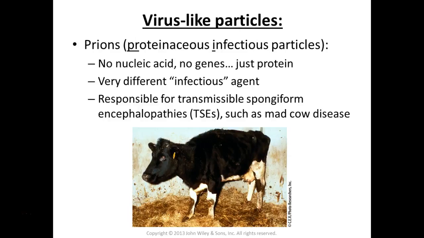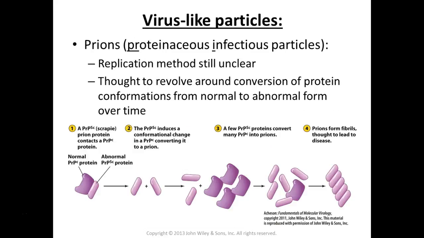So here's poor, sad-looking cow, right? And so, again, no nucleic acid, no genes. It's just a protein, right? They believe where it came from was literally a mutation happened in this protein in the DNA. And unfortunately, the new form of this protein causes normal forms of the protein to become abnormal. So it's like a catalytic reaction. The bad news is these proteins are in the brain. So it progressively deteriorates, destroys the brain, and kills the animal.